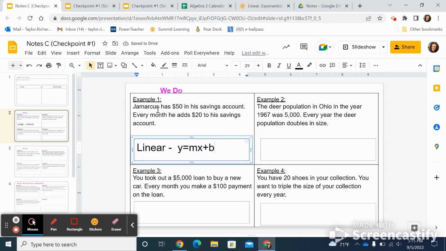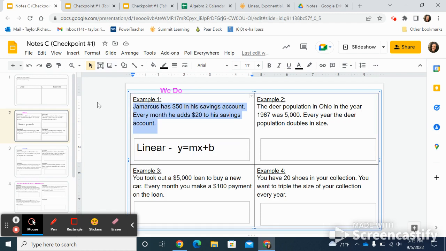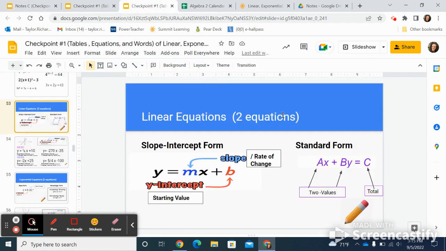But I don't want to leave it with all these letters. I actually want to change some of these letters to fit my problem. So let's go back to this little diagram, right? I know that the m represents the slope, or we're really going to call how something is changing, the rate of change. And the b represents my starting value.